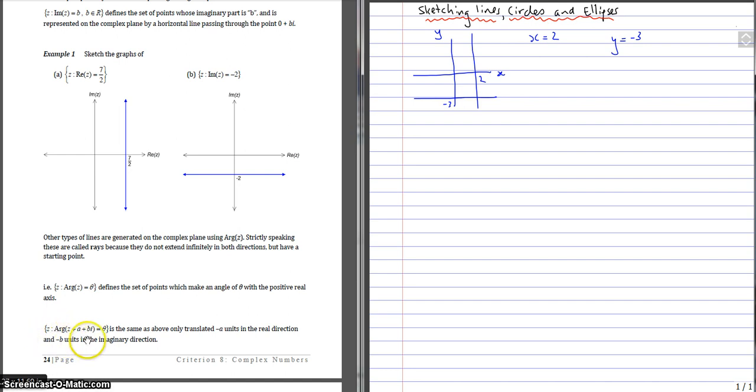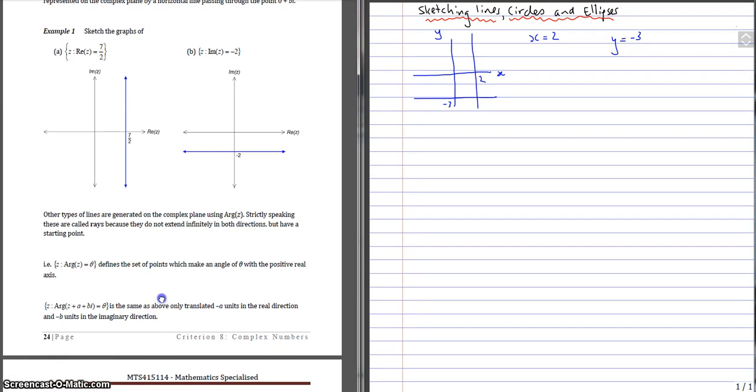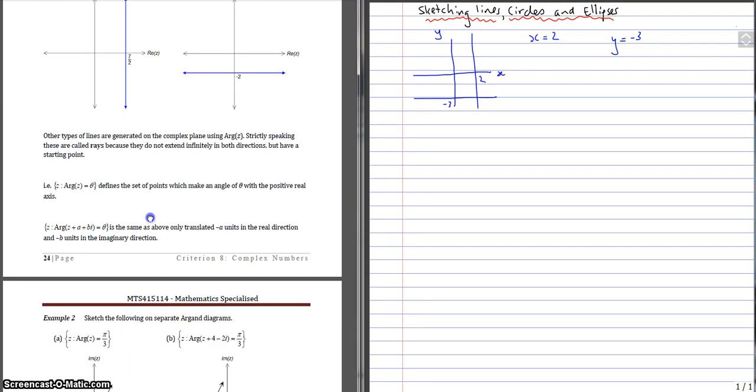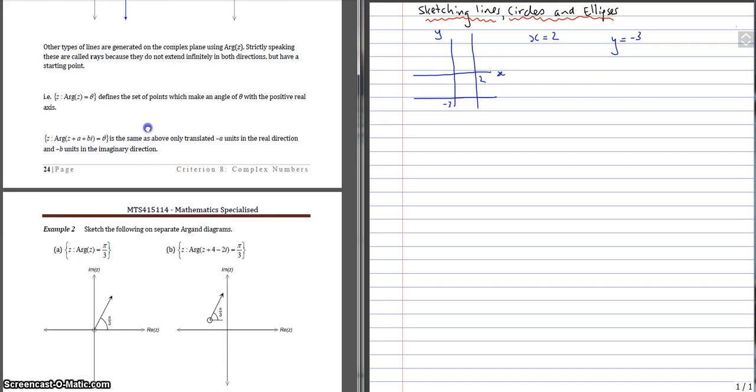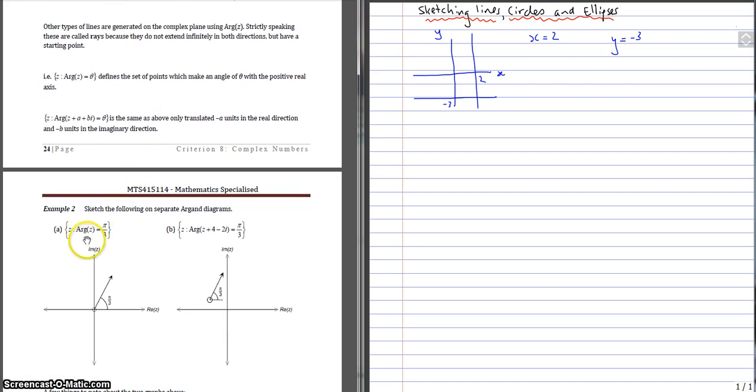This set of points here is the same as what we've got in this one, only translated -a units in the real direction and -b units in the imaginary direction. So let's look at these two examples. Sketch the following on separate Argand diagrams. z being the set of points whose argument is π/3.